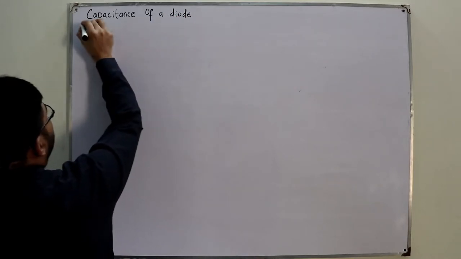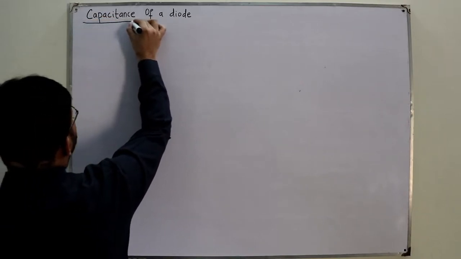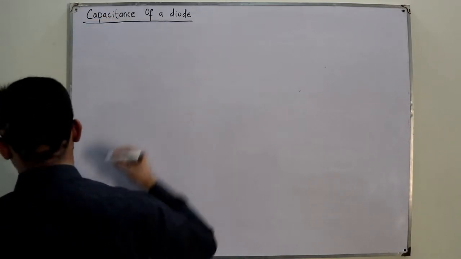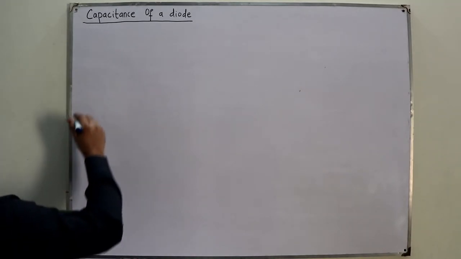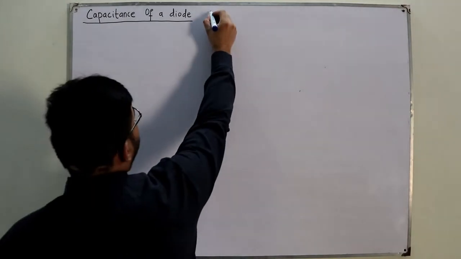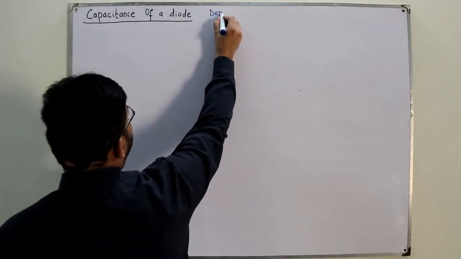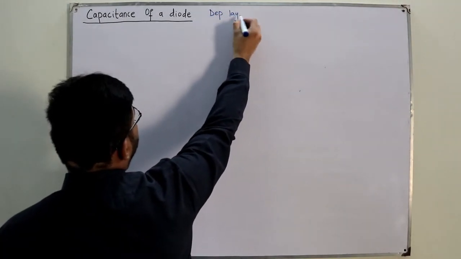A practical diode will have some capacitance. Where does this capacitance come from? As you know very well, you have a depletion region, you have a depletion layer. Let me write in short, depletion layer.